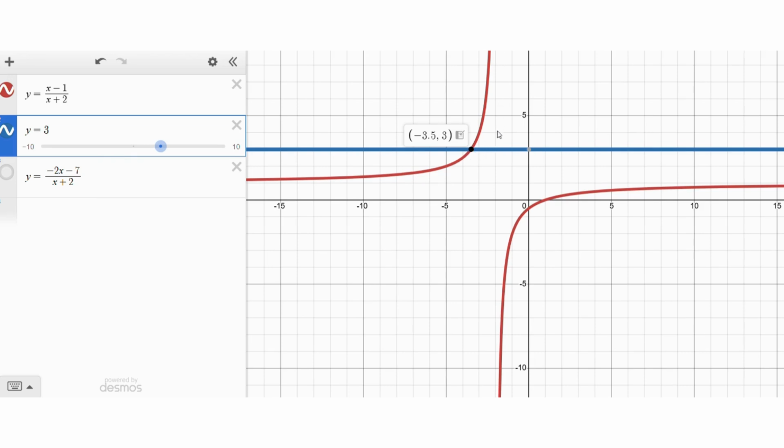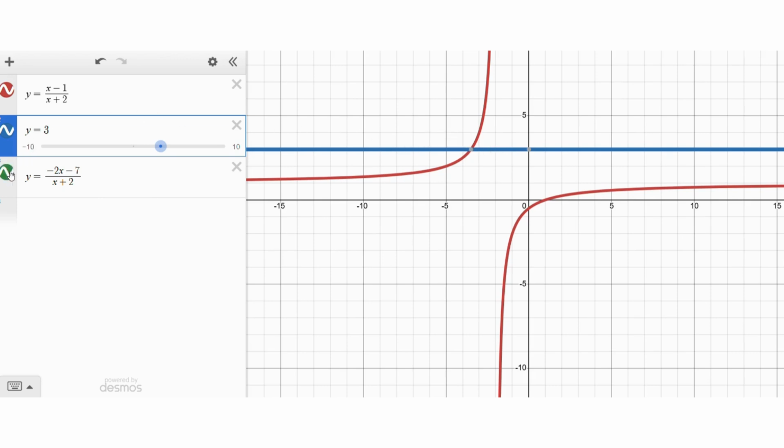But then it stops when we get to this vertical asymptote. We're not looking for another critical point here. We've got a vertical asymptote that stops it from working at this stage. So it is from minus 3.5 up to the vertical asymptote, which is at minus 2.